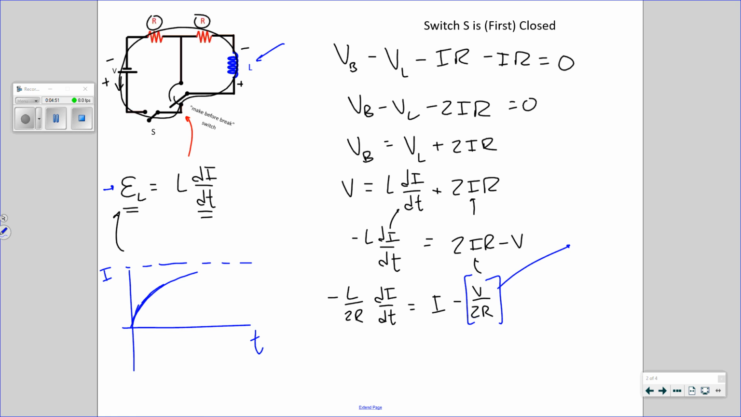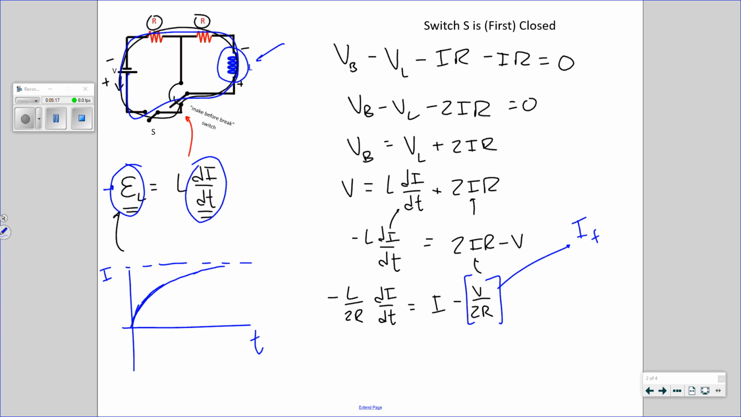And look at this. Once this current reaches a steady state, there is no more rate of change of current, and the inductor doesn't do anything. So eventually the inductor behaves like it's not there at all. And so if this were a circuit without the inductor here at all, and we just had this loop with 2R in it, this is the final steady state current.